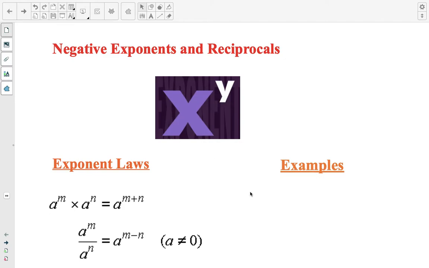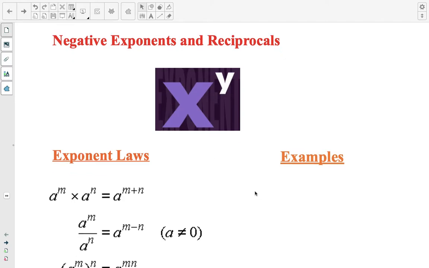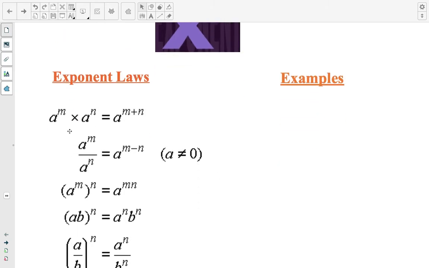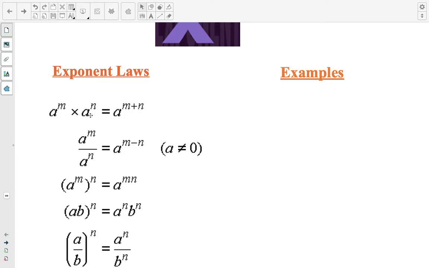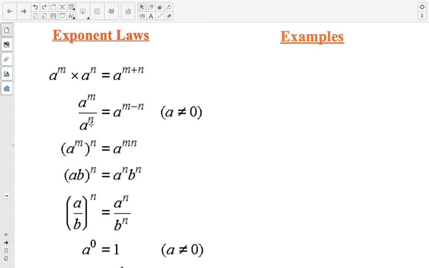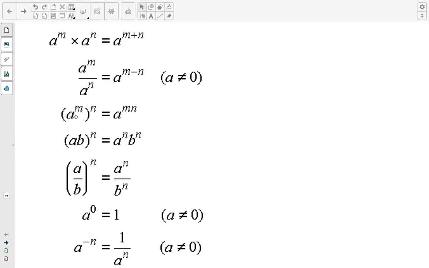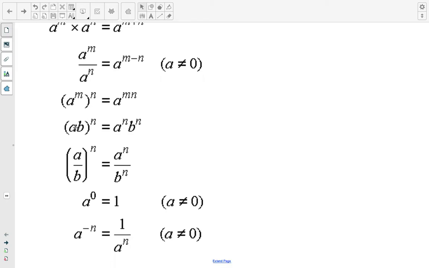Okay, and to put all these pieces together, let's review our exponent laws. So we know that if we have two powers with the same base, and we're multiplying them, we need to add their exponents. Two powers with the same base, and we're dividing them, we subtract their exponents. If we have a power raised to another power, so in between a bracket, we multiply them. If we have two variables here, or two components that are being multiplied or divided, we need to distribute the exponent to each component.